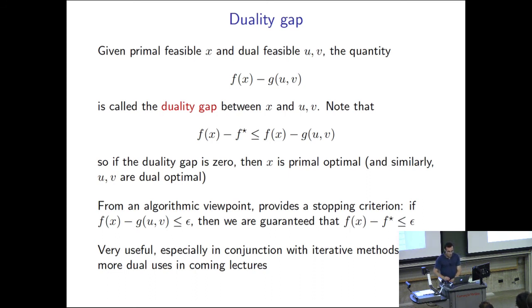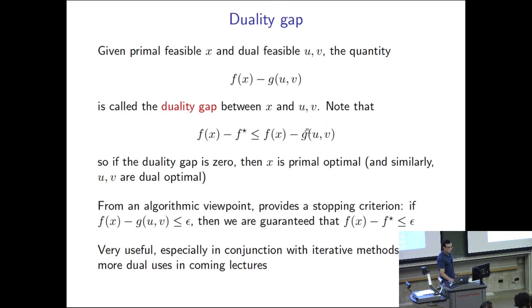The only thing I wanted to say quickly was that there's this quantity called the duality gap. If you have any primal feasible point X and any dual feasible point U and V, we can look at the difference between the primal and the dual criterions. That's called the duality gap. First of all, it's always bigger than or equal to 0 by construction. Second of all, because the dual criterion is always less than or equal to F star, the duality gap actually upper bounds how far X is away from optimality.